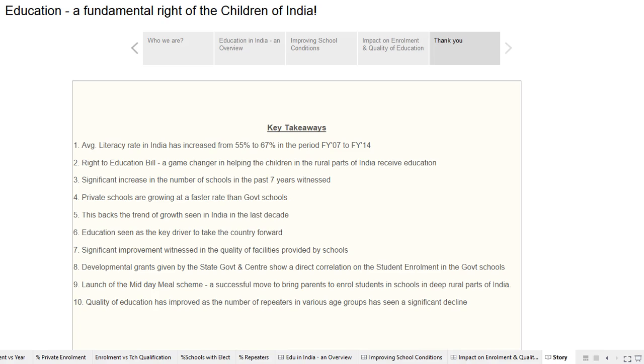The developmental grants by the state governments and center have shown a direct correlation with the enrollment ratios. Schemes like the midday meal are showing a positive correlation with enrollment, which is a good sign. And at the end of the day, the quality of education has improved as we have seen that the repeater percentage is reducing.